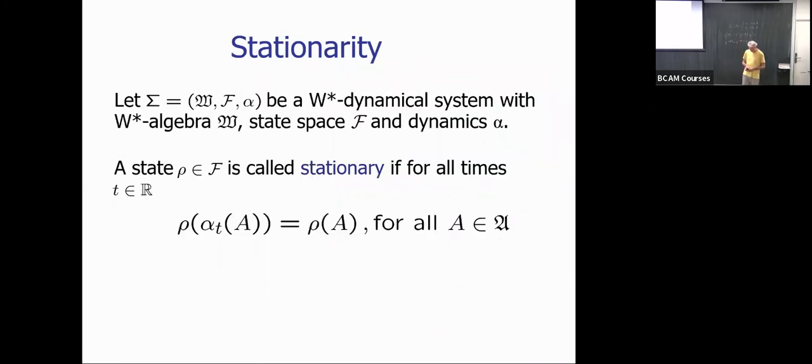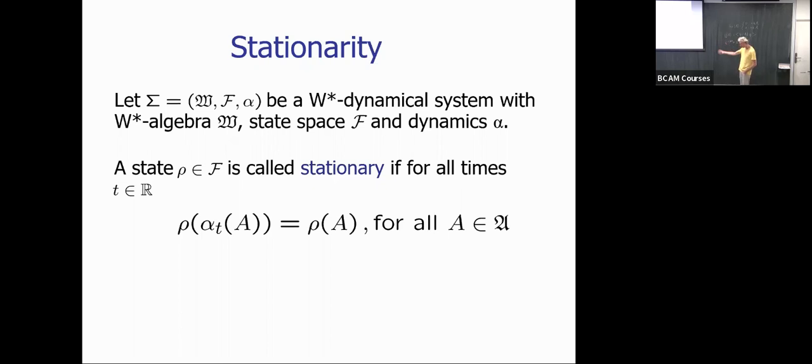Now again, for something different, and this is really the last topic that I would like to address in this course. We have to consider stability. And one important property of stability is called stationarity. And now again, we look at the W-star dynamical system with the W-star algebra, volume as a state space, and an automorphism group or a representation of an automorphism group. And now we call a state in the volume stationary if it does not change over time.